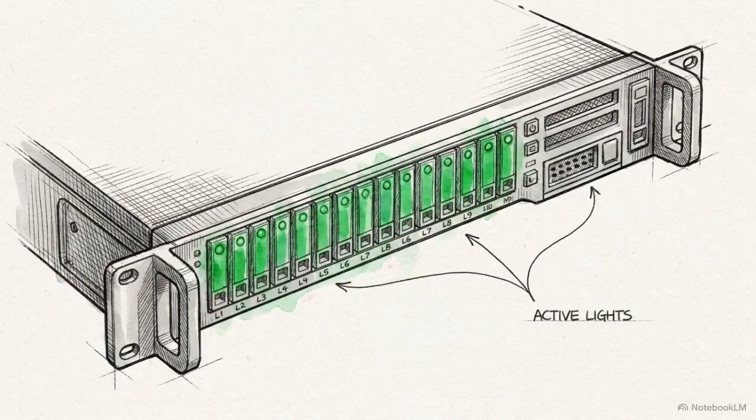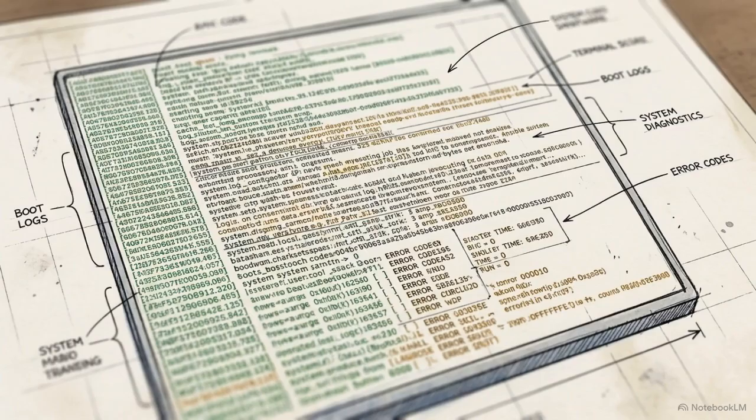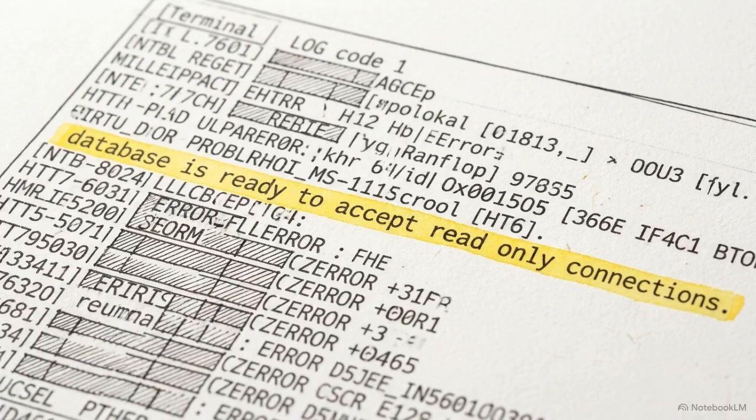The historical files are now in place, so we execute systemctl start postgresql-15 to boot up the database service. We must immediately tail the PostgreSQL server logs to monitor the specific progression of the startup sequence. We scan the output for a specific log message: database is ready to accept read-only connections.